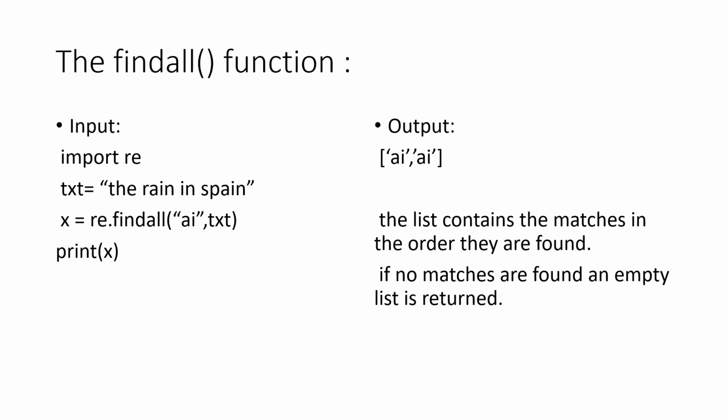Let us learn about the findall function. The findall function returns a list containing all matches. Let us consider a program. In this program, the list contains the matches in the order they are found. If no matches are found, an empty list is returned.